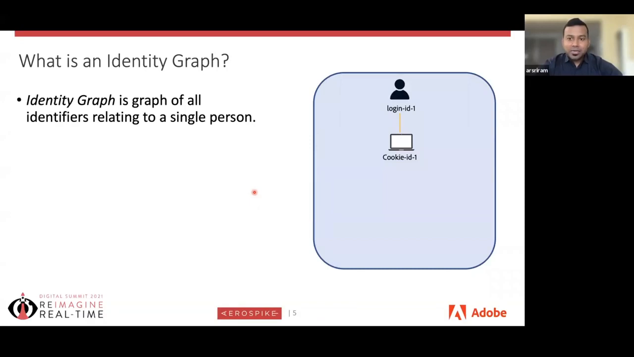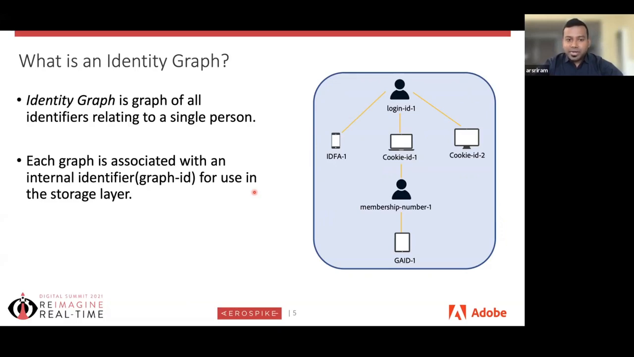As a consumer interacts with a brand and they start to do logins and interactions through a variety of devices, you start to build a picture of the consumer, their identifiers, and their device identifiers. An identity graph, simply put, is all of their personal identifiers and device identifiers linked based on any kind of relationships that were observed.